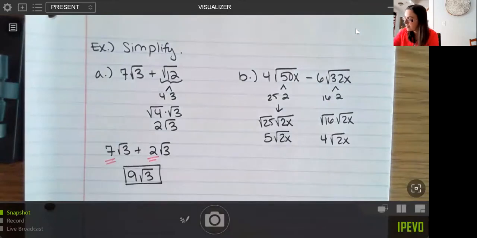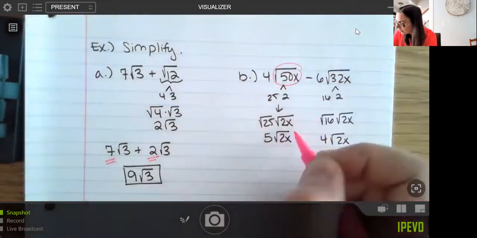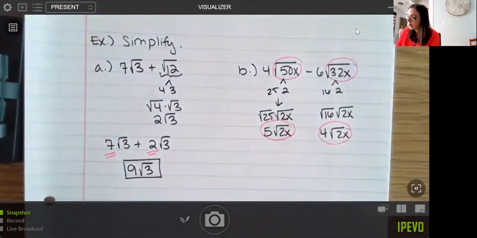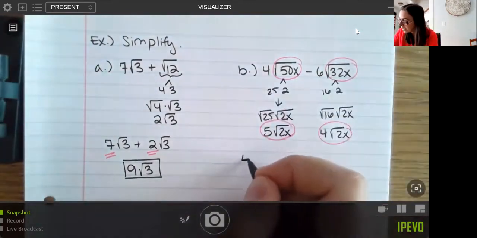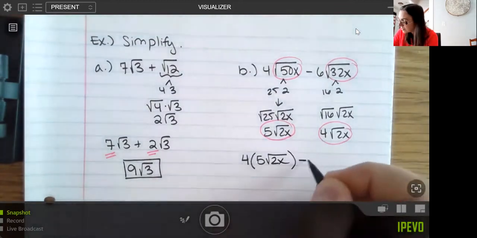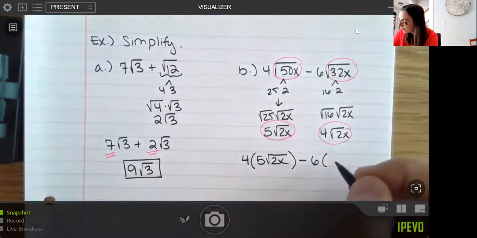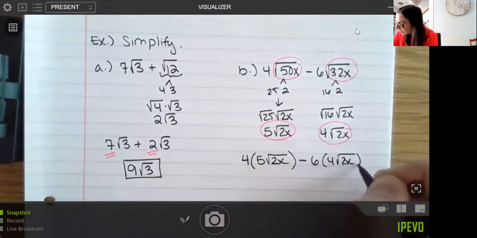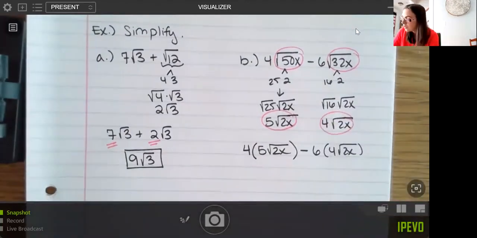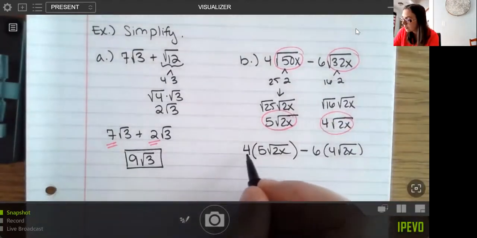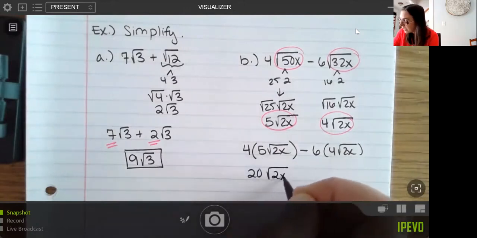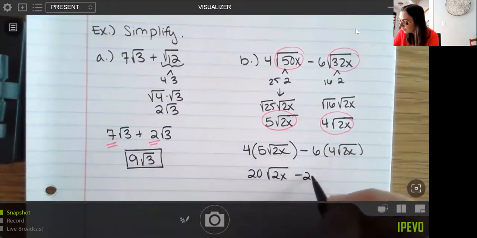Now remember that this was just this part here. Let me rewrite the problem. I had a 4 on the outside, and I'm multiplying that by 5 root 2x, minus a 6 on the outside, and this part now became 4 root 2x. Let me make my root a little bit longer there. Now you multiply your outside numbers. 4 times 5 is 20, and 6 times 4 is 24.